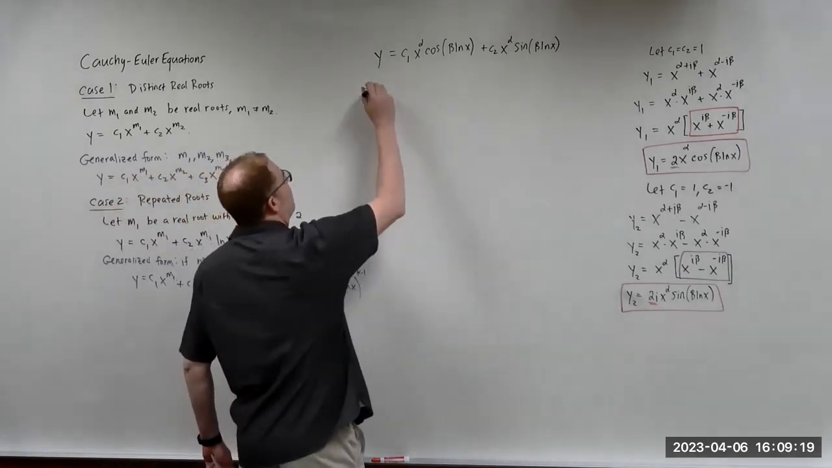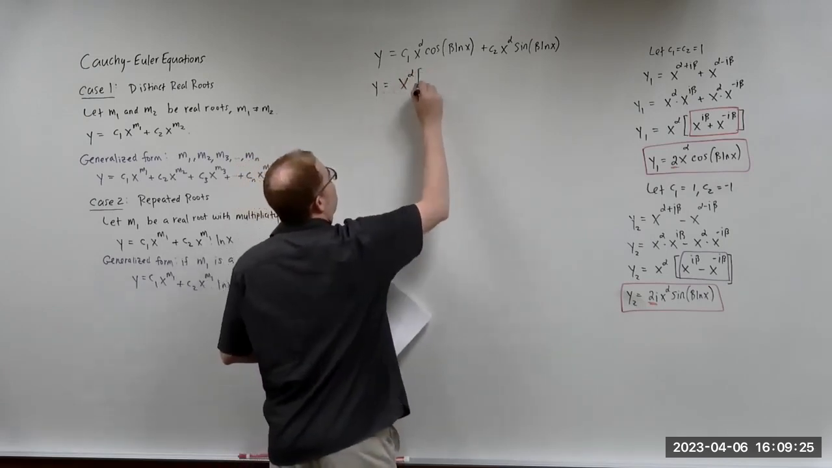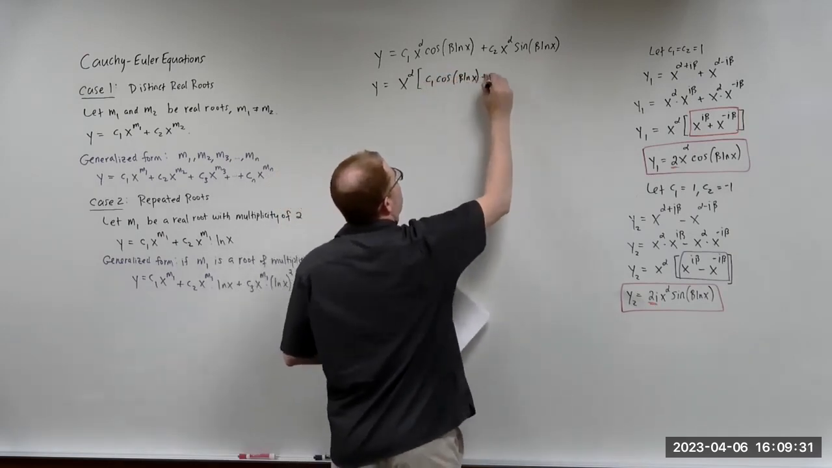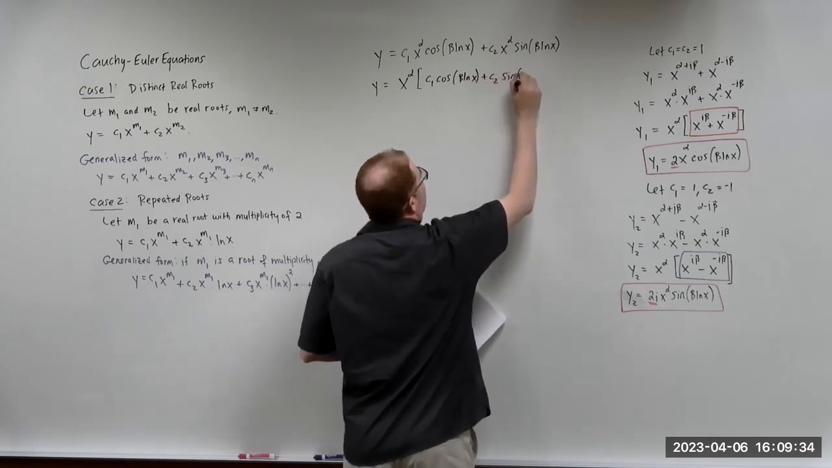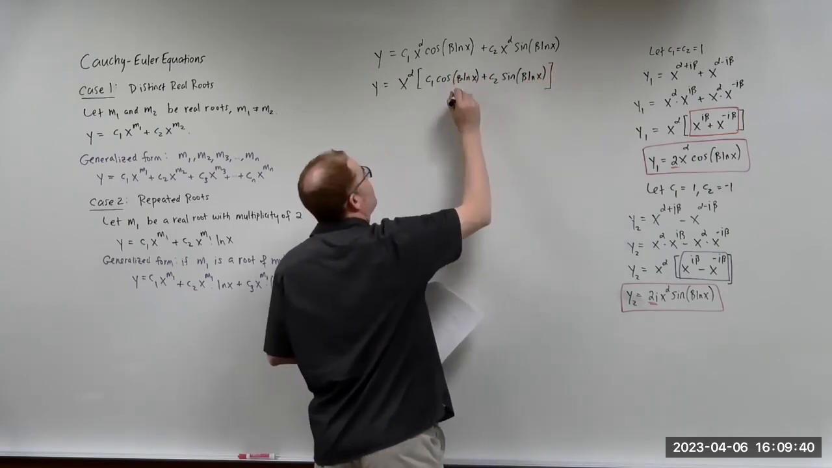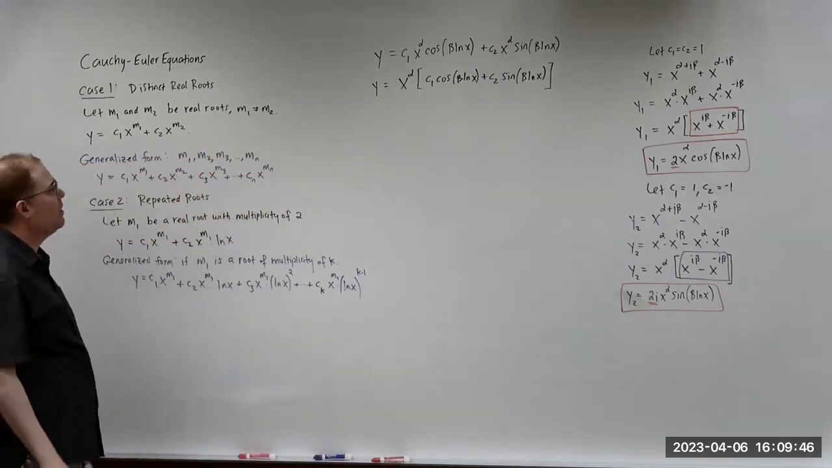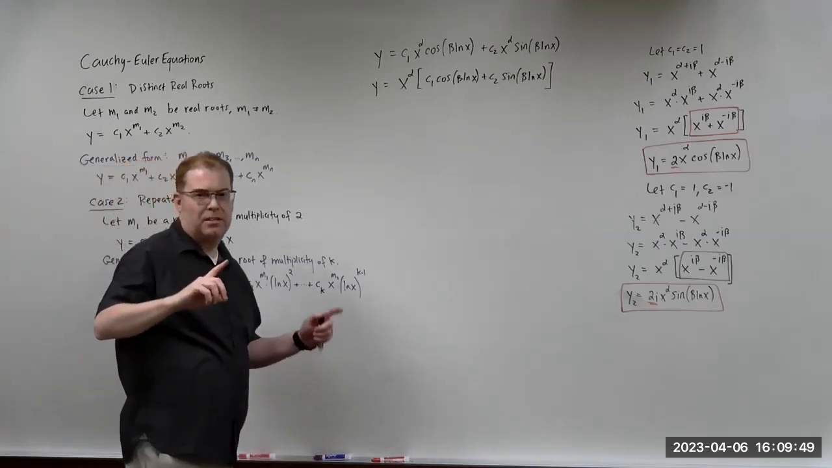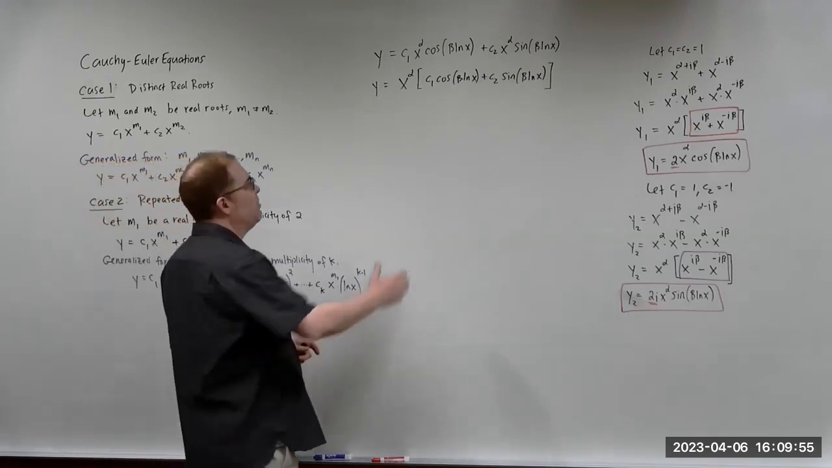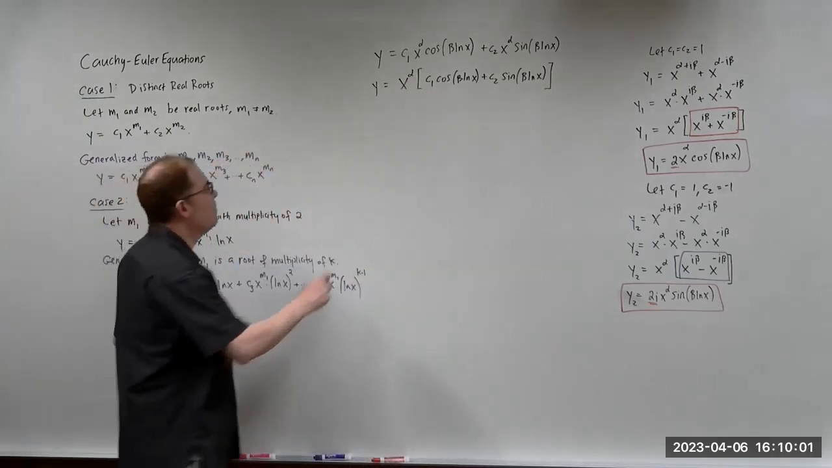And then, if you want, we can factor out x to the alpha. All right, there it is. There's the formula we need. So again, if we have alpha plus or minus I beta, then you just substitute alpha and beta into here, and you have your solution. So let's look at an example of this.